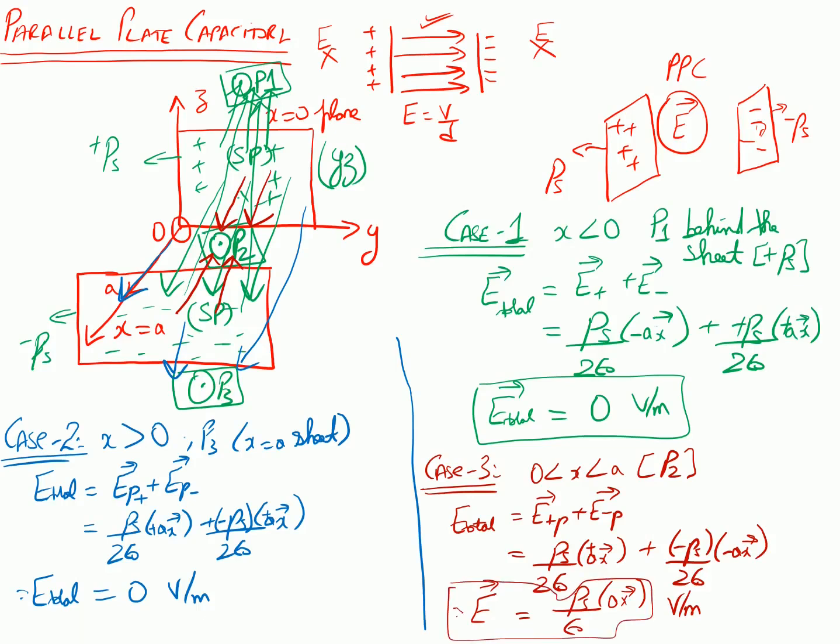And hence we can prove that the electric field is only present for point P2, which is between the two sheets, and there is no electric field outside the sheets, whether it's at location point 1 or location point 3. And this was a practical case example, or a parallel plate example, of sheets of charge for the capacitor.